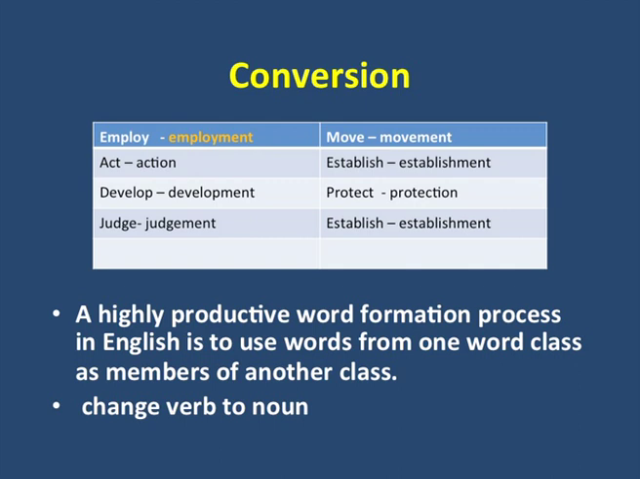Then develop, development. Judge, judgment. You have words like this, protect, protection. All these words are formed by using the process of conversion. In conversion, what is happening? A highly productive word formation process in English is to use words from one word class as members of another class. It is nothing but parts of speech changes, like a verb changes to a noun.